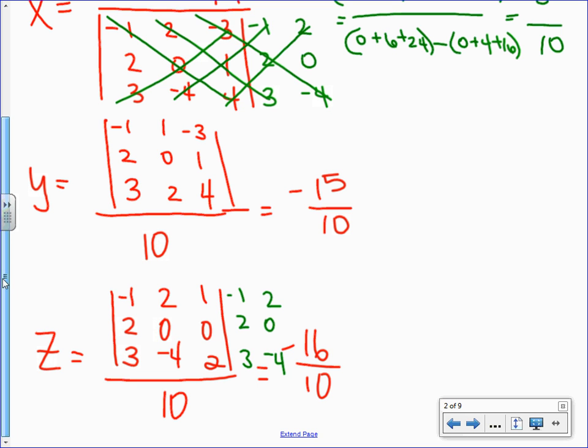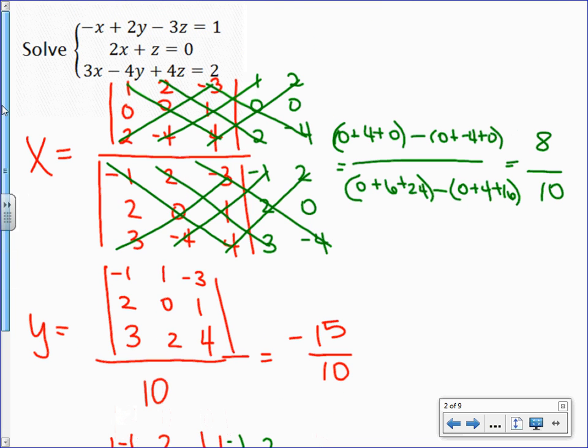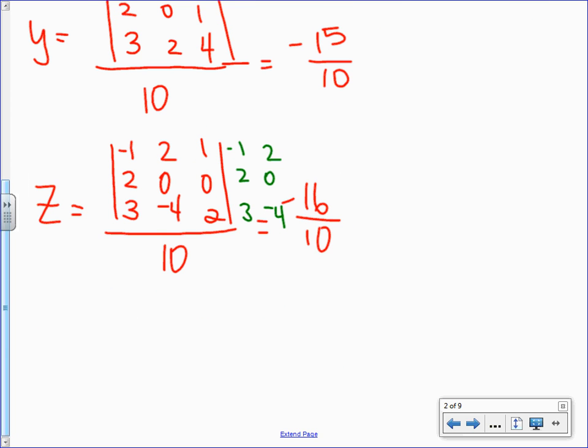Now, what was our goal with all of this? Why did we do this? To solve our system of equations, right? And when we solve a system of equations, what's our answer? A coordinate. So our x was 8/10, so I'm going to write 4/5. Our y value was negative 15/10, so negative 3/2. And our z value was negative 16/10, so negative 8/5.